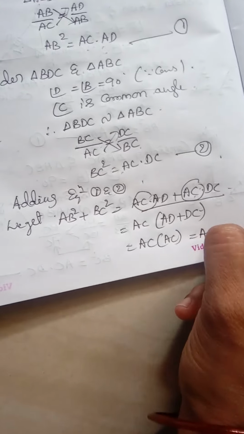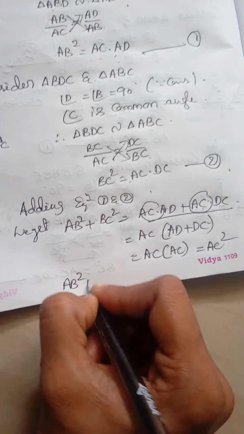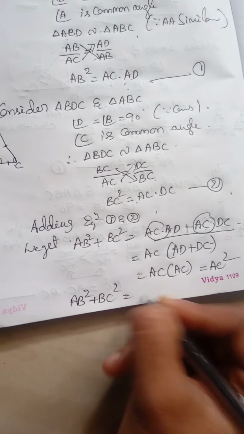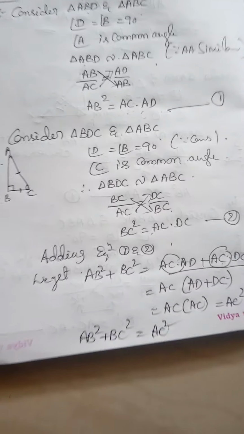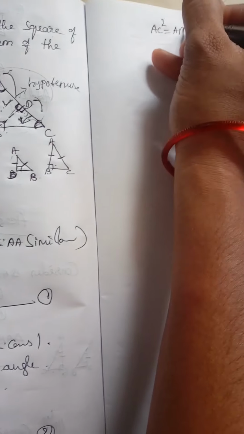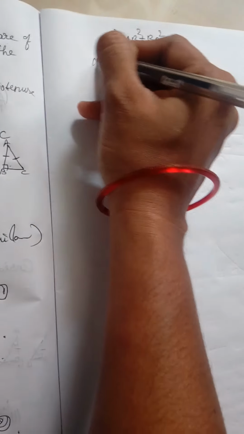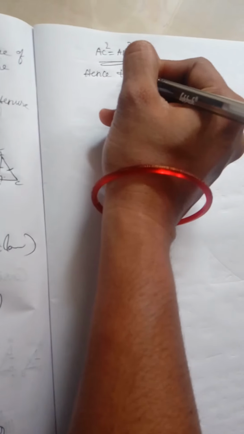Therefore, AB square plus BC square is equal to AC square. Writing this in reverse order, we get AC square is equal to AB square plus BC square, which is the proof of the theorem. Hence proved.